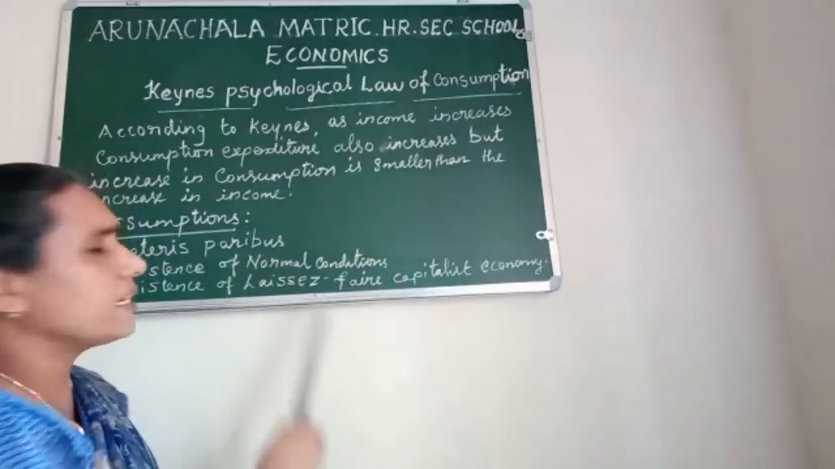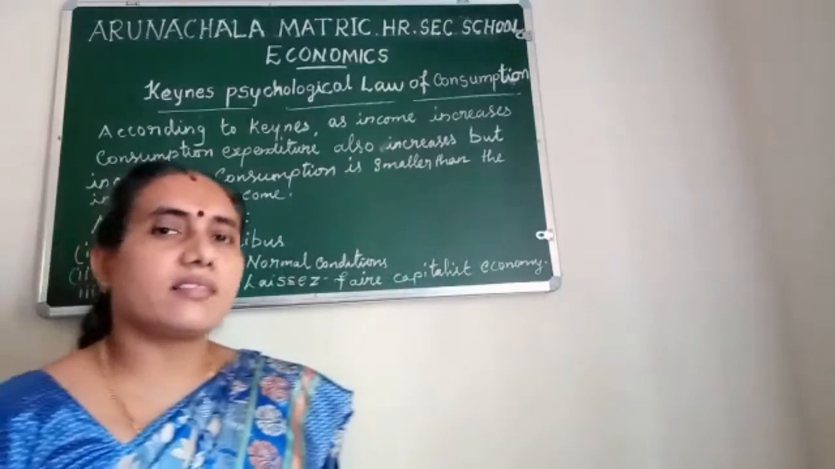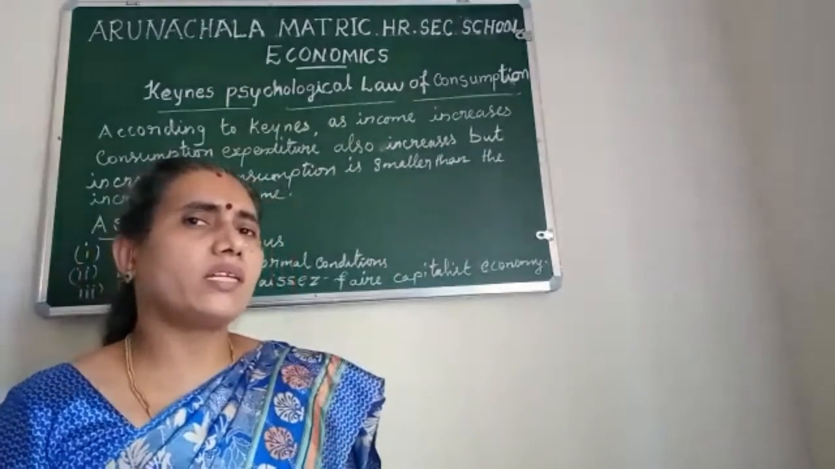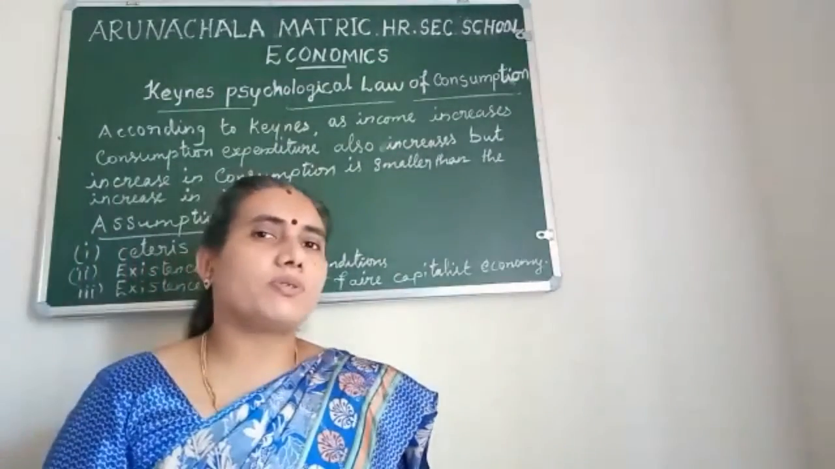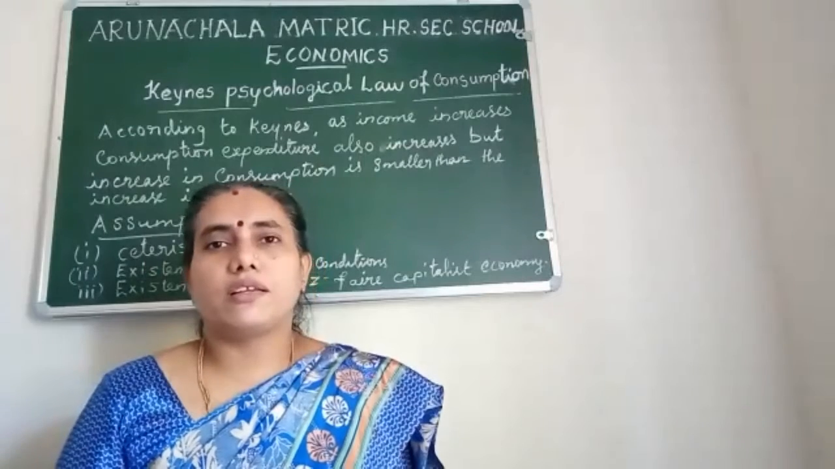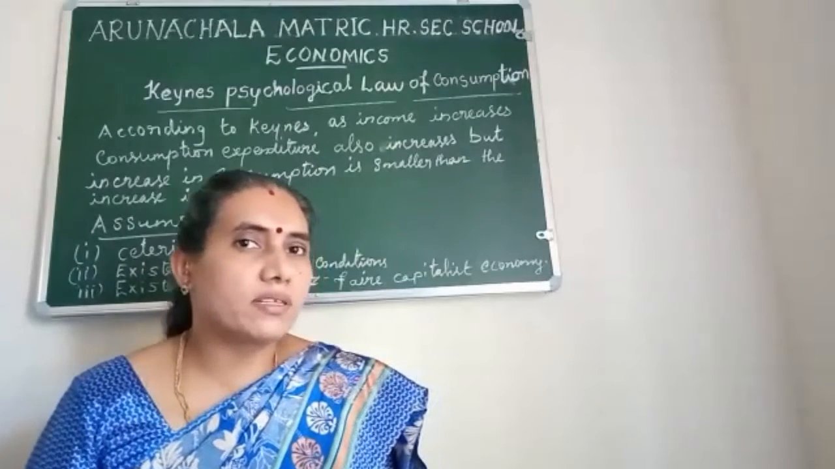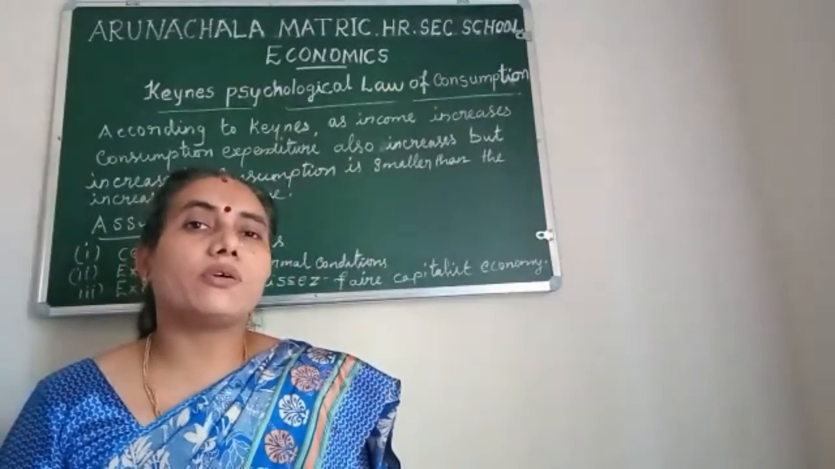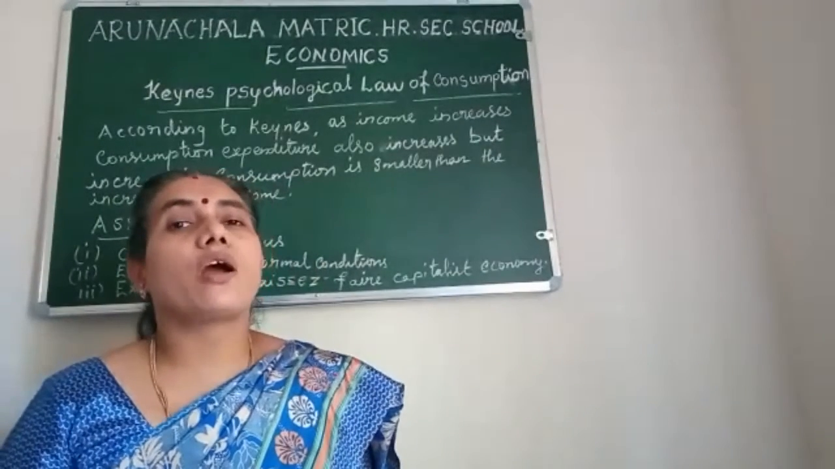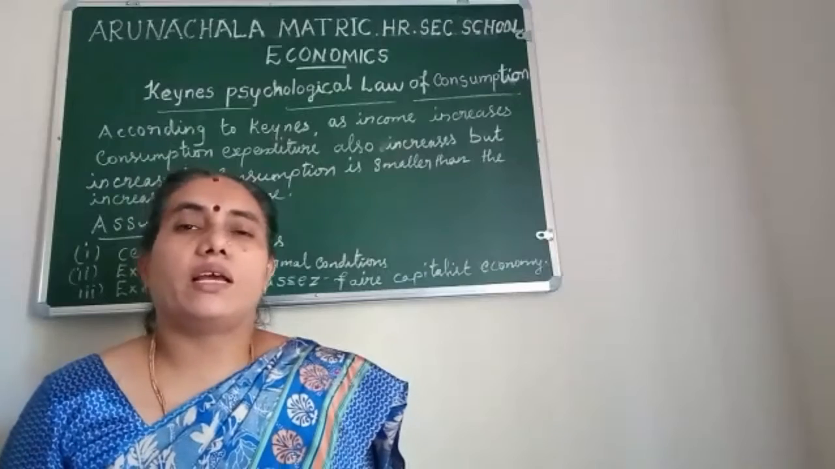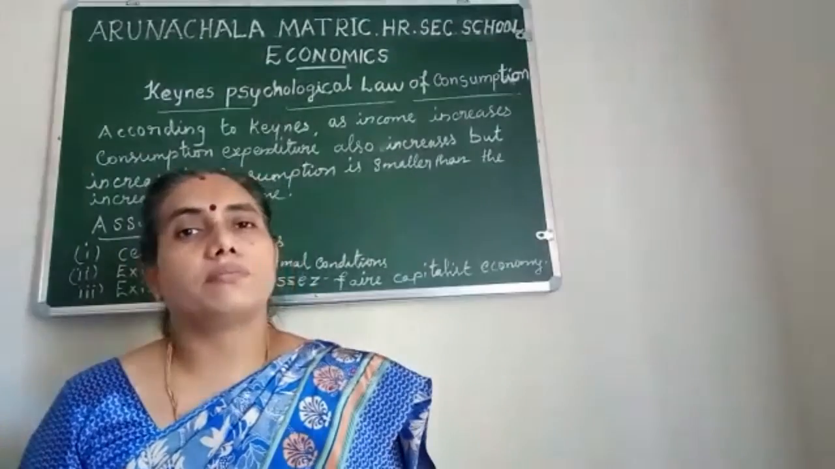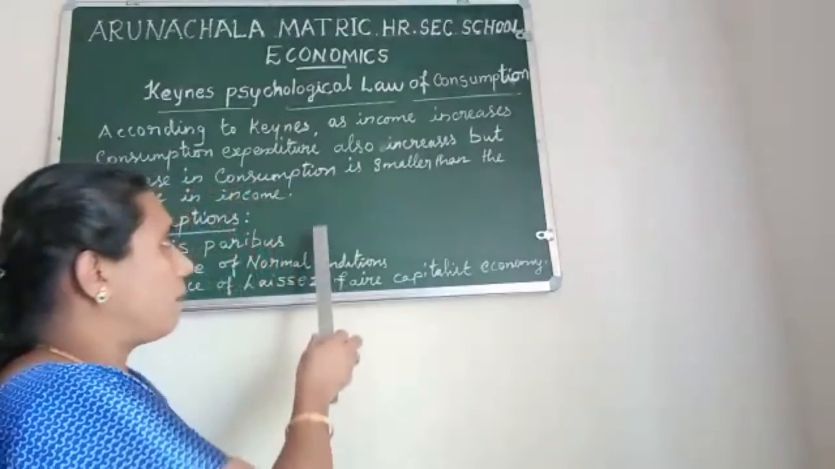What do you mean by ceteris paribus? Other things remain the same. Then only the law will be applicable. What other things? Income distribution, social customs, taste of the people, and population growth. These should not be changed. The consumption expenditure is influenced only by your income. Then only the law will be applicable.